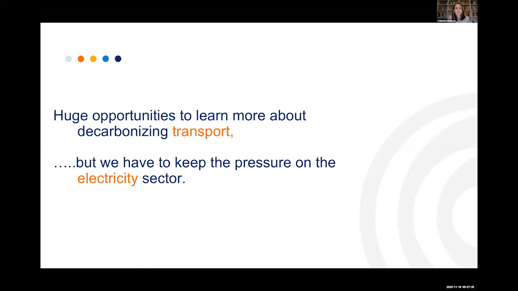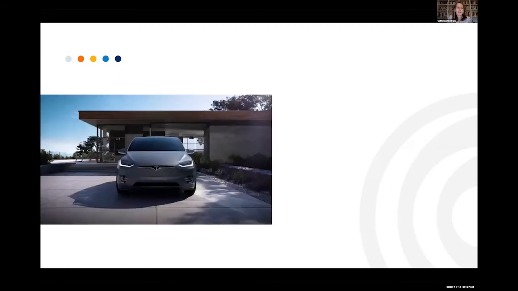But we definitely have to keep the pressure on the electricity sector. Why do I say that? There is an emerging consensus that the most effective way to reduce emissions from the transport sector, starting with personal vehicles, but at some point moving to commercial vehicles, is through electrification, either direct electrification like this Tesla that you see here, or through techniques that people have talked about in the earlier panels, like using electricity to make hydrogen and using the hydrogen to power commercial trucking vehicles.